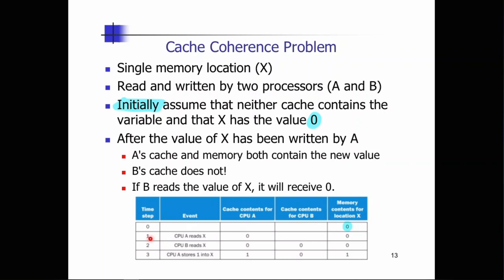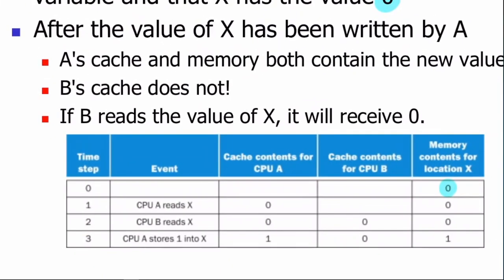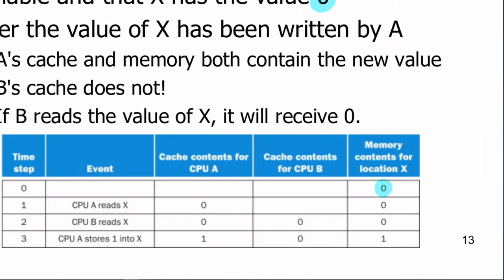In time step 1, we are trying to read X, and the read operation is being initiated by CPU A. When CPU A reads X, it is not going to find it in its cache, so it is going to fetch that location from memory and bring it into the private cache of CPU A, and that content is now 0. The empty space indicates that there is no activity going on for CPU B, and memory content has not changed. So it will continue to be 0 for location X.